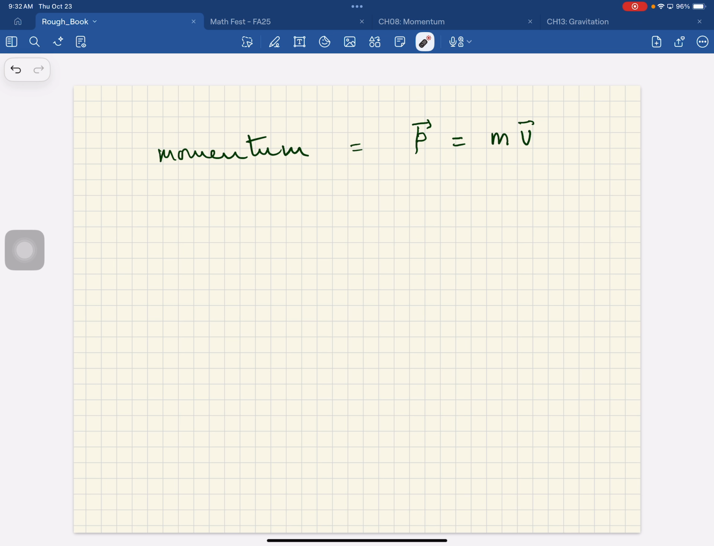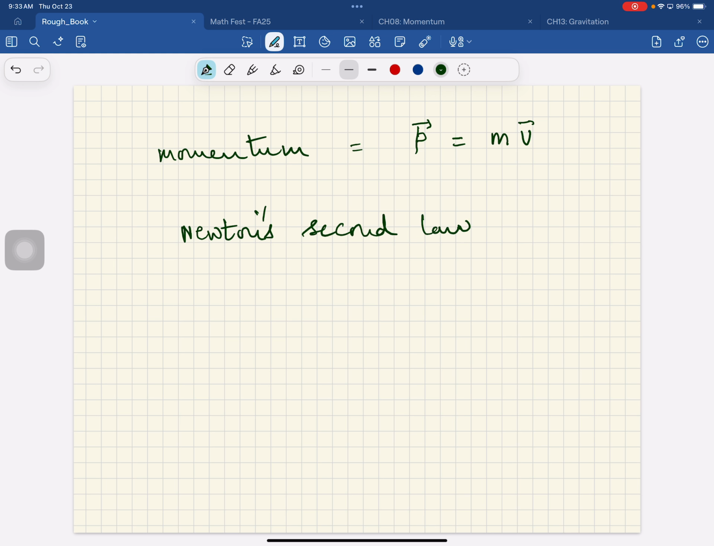Now, do you guys remember Newton's second law? Anybody remember it? If I write it down, you'll know it. You might just not know the name. F equal to ma. So Newton said the force acting on an object is the mass times its acceleration. In fact, he actually stated it like this.